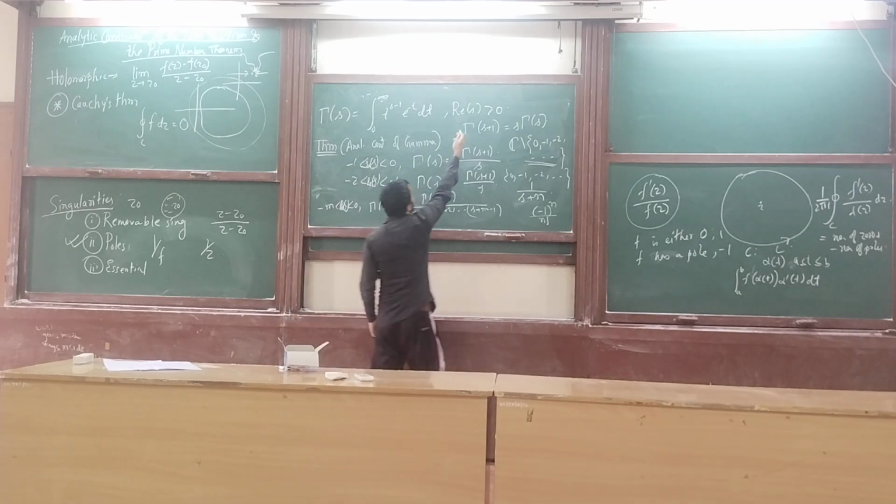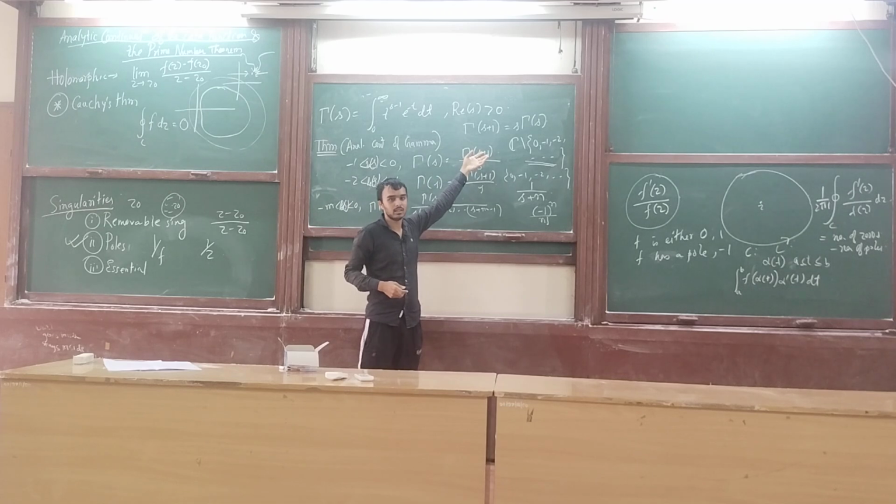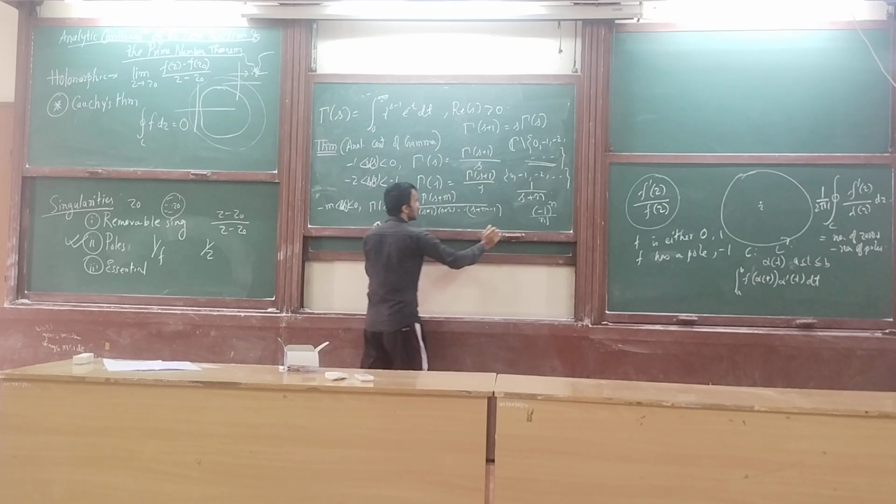Because here also this is real part of s bigger than 0. Once you have real part of s bigger than 0, this thing will automatically become well defined.